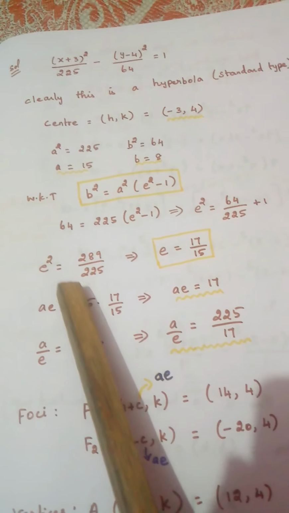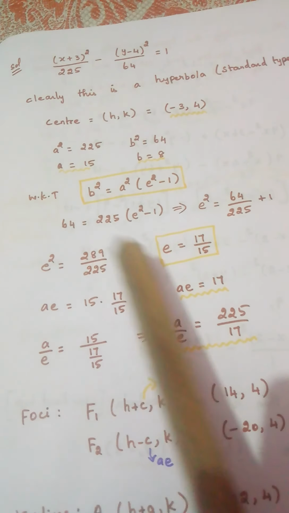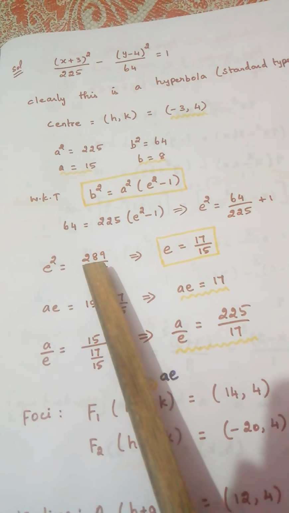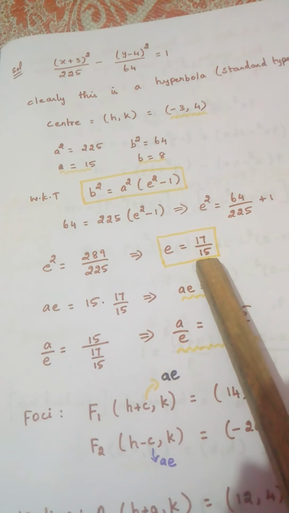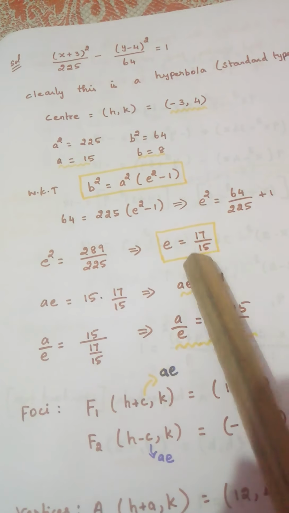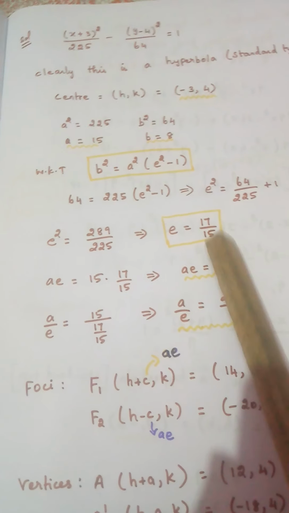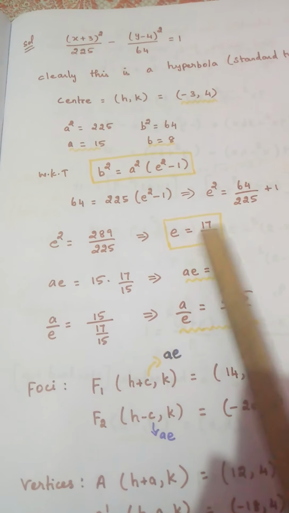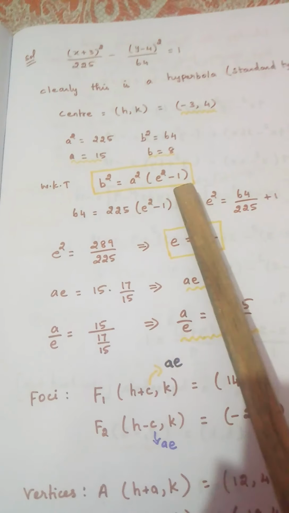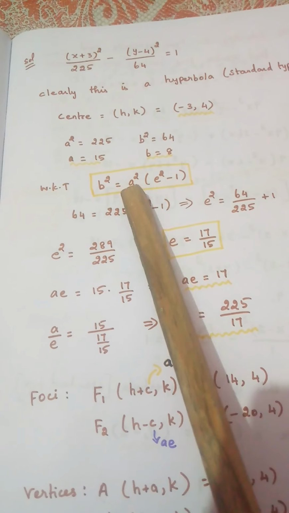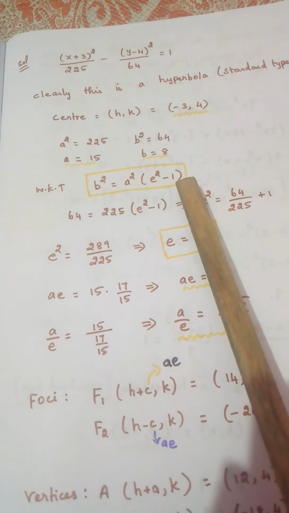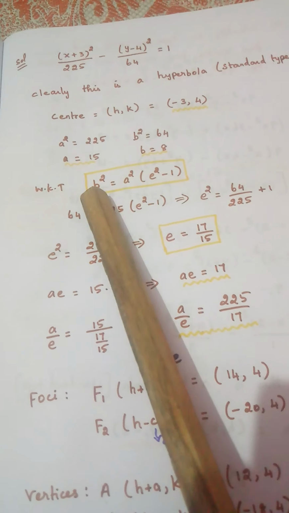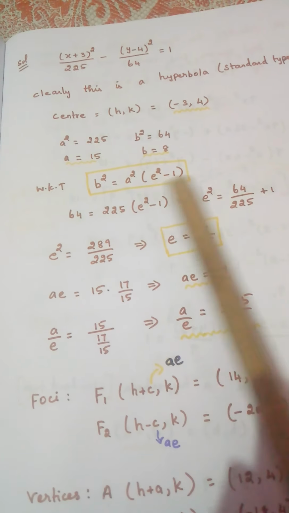Which means for e, I should take the square root. So e is equal to square root of 289, answer is 17, over square root of 225, answer is 15. So we got the e value. To find the eccentricity value only, we are using this formula. What formula? B square is equal to a square into e square minus 1. If it is an ellipse, what should we write? B square is equal to a square into 1 minus e square.